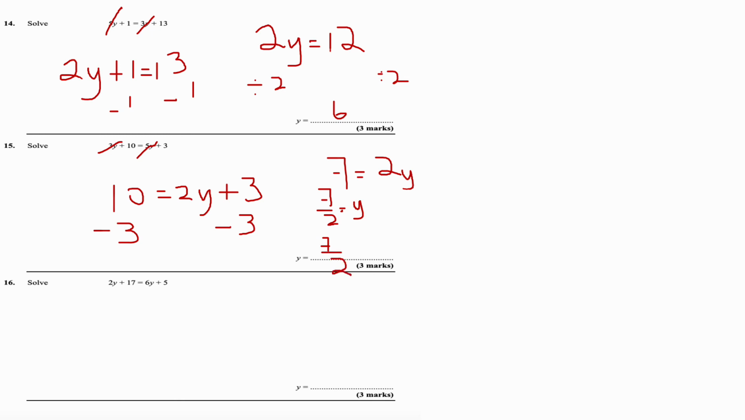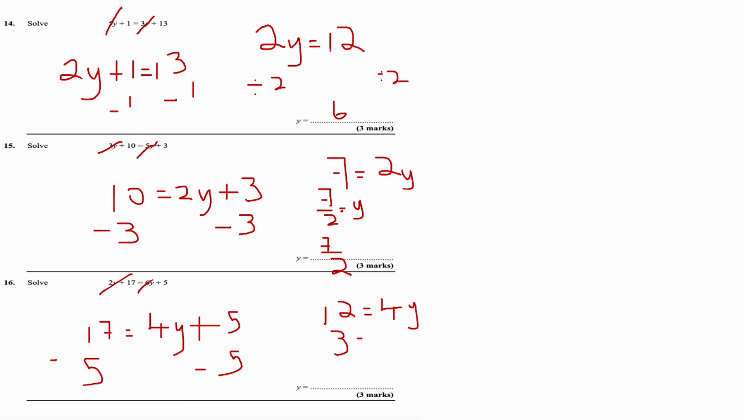Okay, question number 16, solve this equation. Take away 2y on both sides. I get 17 is equal to 4y plus 5. Subtract the 5 on both sides. Okay, I get 12 is equal to 4y. Dividing both sides by 4, I get that 3 is equal to y, or y is equal to 3. Okay, that is the same way of writing it, it's just been rewritten essentially. y equals 3 is the same as saying 3 equals y.